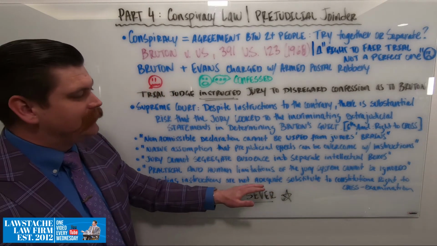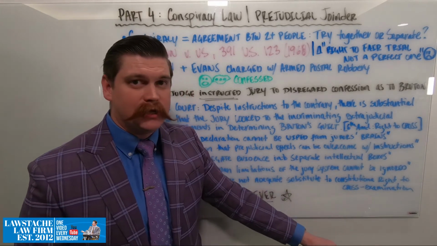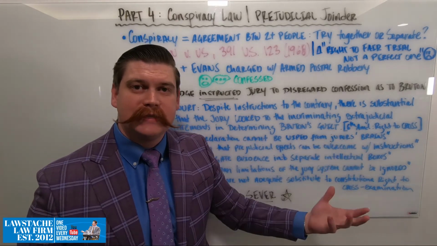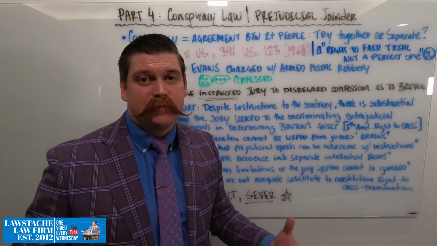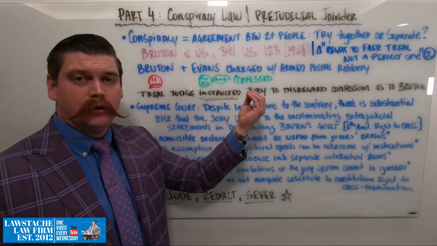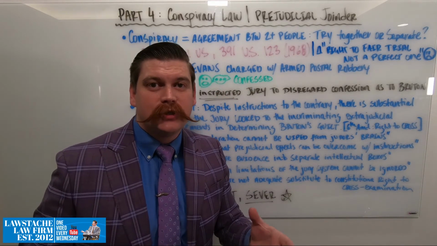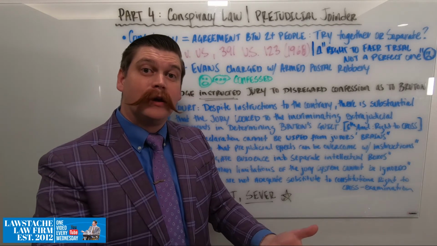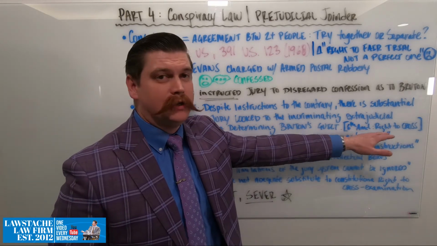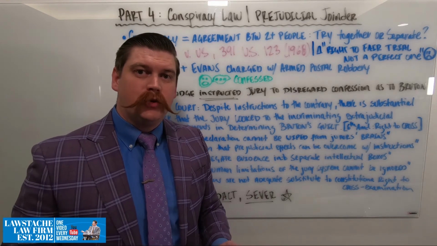Limiting instructions are not adequate substitutes to constitutional rights to cross-examination. That's exactly what happens here. You have a Sixth Amendment right to cross-examine any witness that speaks against you. And here, they're using Evans' confession, but Mr. Bruton cannot even cross-examine him because we're using extrajudicial statements, not the ones where Mr. Evans is testifying in court. So cross-examination is impossible.